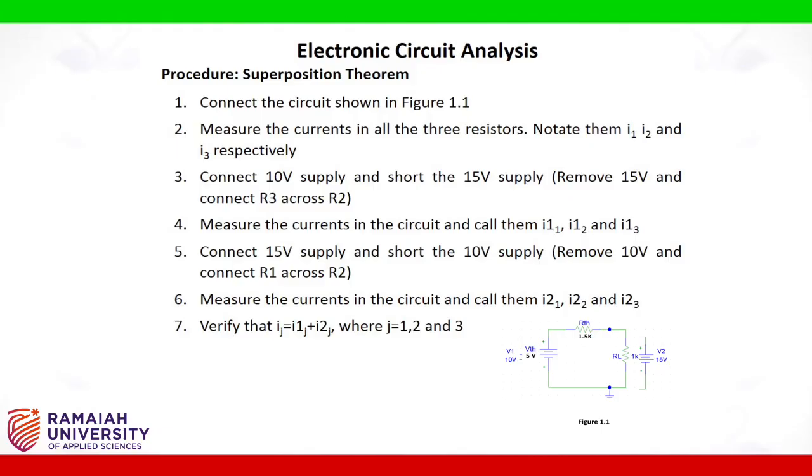Measure the currents in the circuit and call them I11, I12 and I13. Connect 15 volt supply and short the 10 volt supply. That is, remove 10 volt and connect R1 across R2. Measure the currents in the circuit and call them I21, I22 and I23. Verify that Ij is equal to I1j plus I2j, where j is equal to 1, 2 and 3.